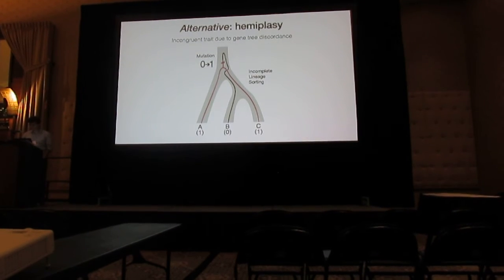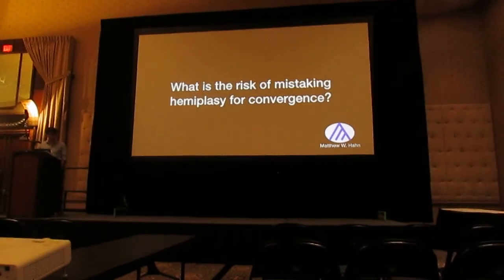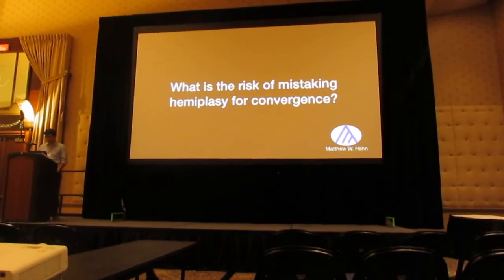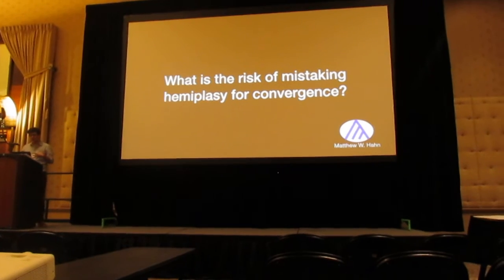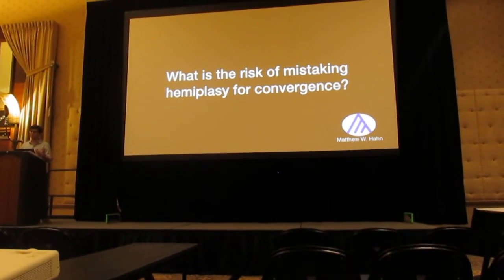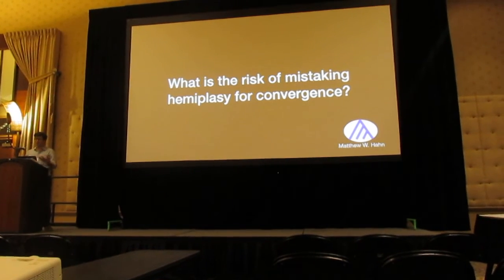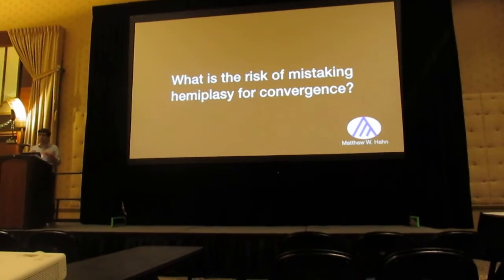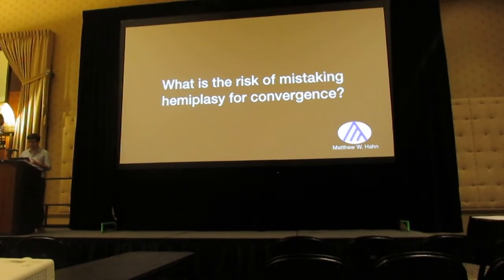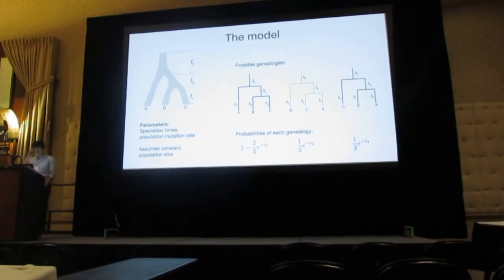All right, so Matt Hahn and I, some of you might recognize Matt from his troll icon there, found ourselves thinking: if you found convergence, or you think you saw convergence in your favorite clade, what is the probability of you being mistaken? That is, what is the risk that hemiplasy is making your traits look convergent?